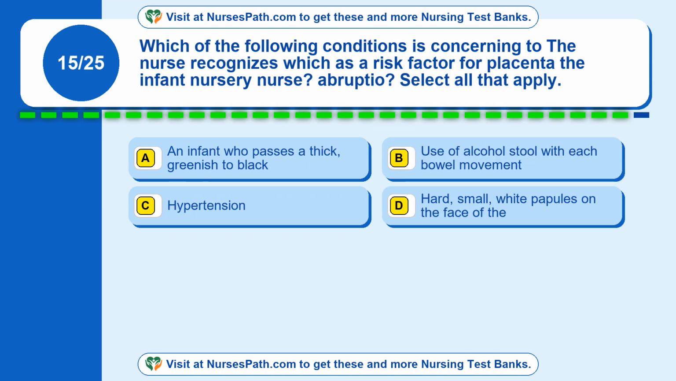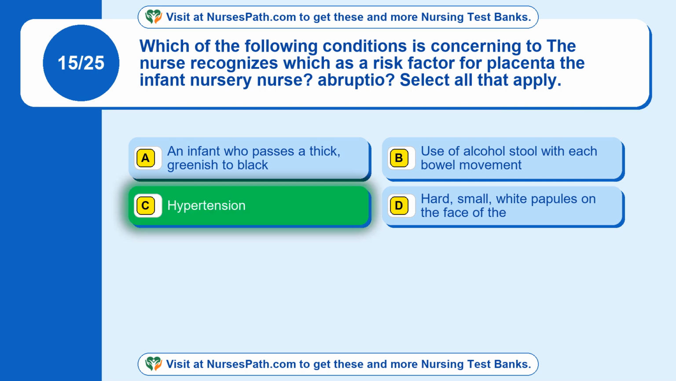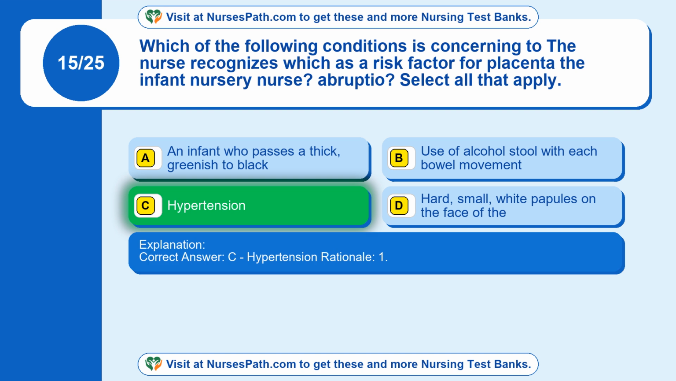Question 15. The nurse recognizes which of the following conditions as a risk factor for placental abruption? Select all that apply. Option A. An infant who passes a thick, greenish to black stool with each bowel movement. Option B. Use of alcohol. Option C. Hypertension. Option D. Hard, small, white papules on the face of the infant. The correct answer is option C. Hypertension.